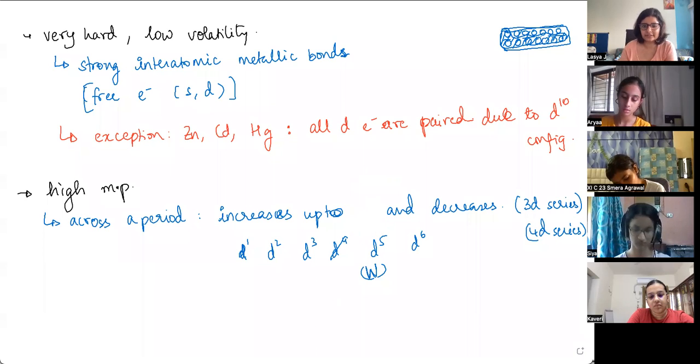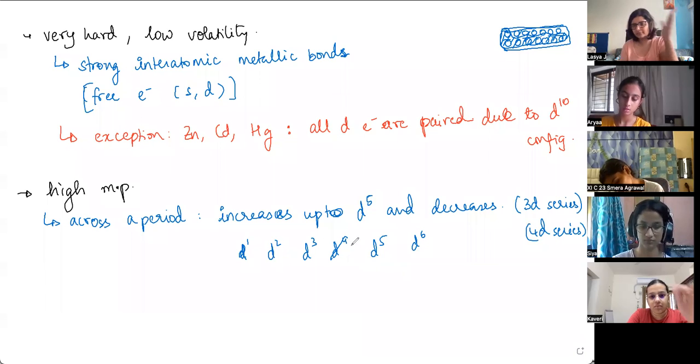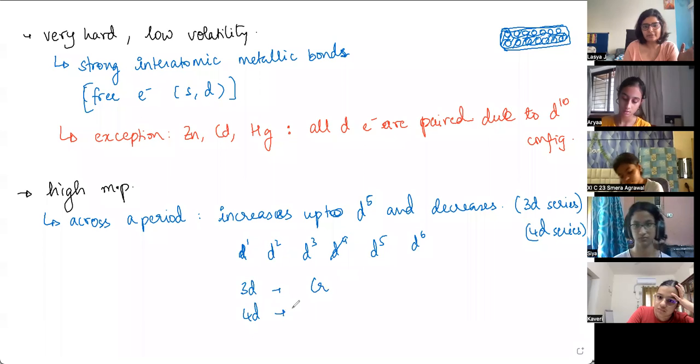The general thing, noted down as increases up to d5 and decreases. The highest boiling point just needs a change: go one before manganese. So in the case of the 3d series, the highest is chromium. In 4d, what comes before technetium? Molybdenum.